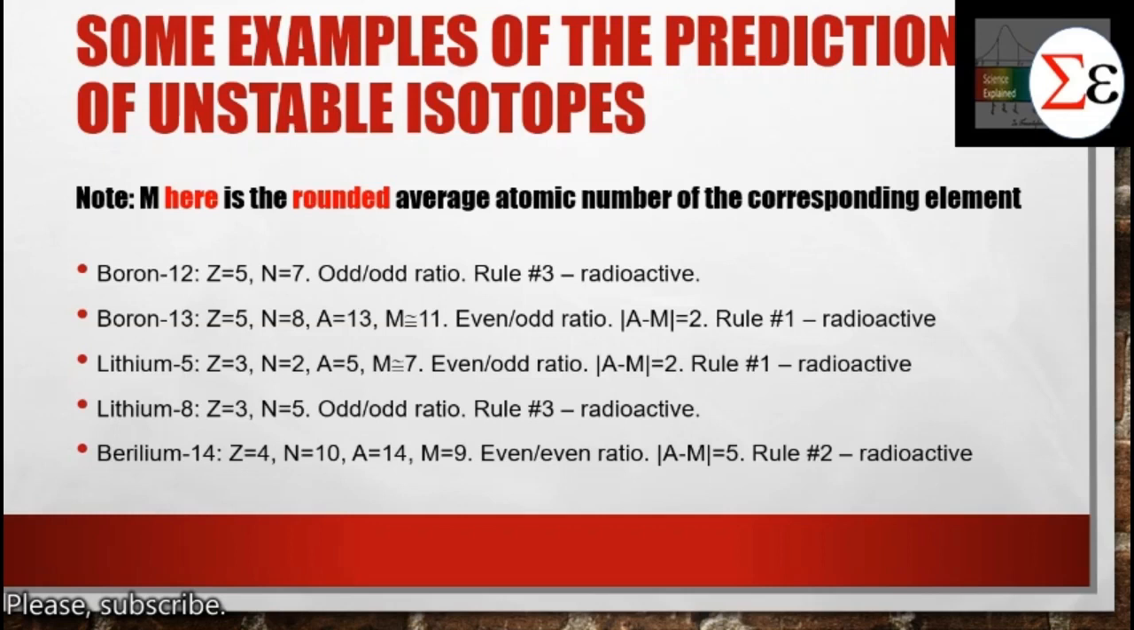Lithium 8, Z3, N5, it has a N over Z odd over odd ratio. It follows rule number 3, and it is radioactive. Beryllium 14, Z4, N10, A14, M9, it has a N over Z even over even ratio, and the modulus of A minus M is 5, and it follows rule number 2, and it is radioactive.